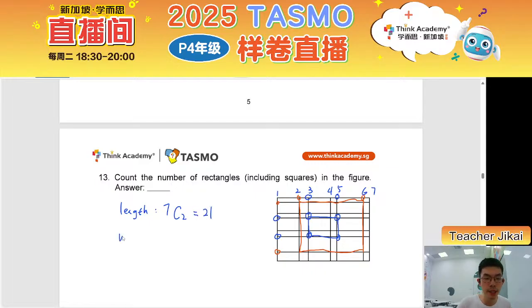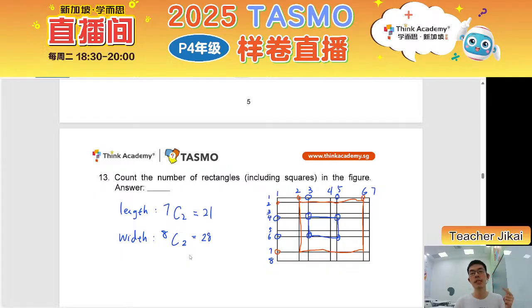For the width, we have how many numbers? 1, 2, 3, 4, 5, 6, 7, 8. Yes, we have 8 choices for the points in width, and we also need to select 2. So it is 8C2. The answer here is 28. So then we know we have 21 different choices in length and 28 different choices in width.